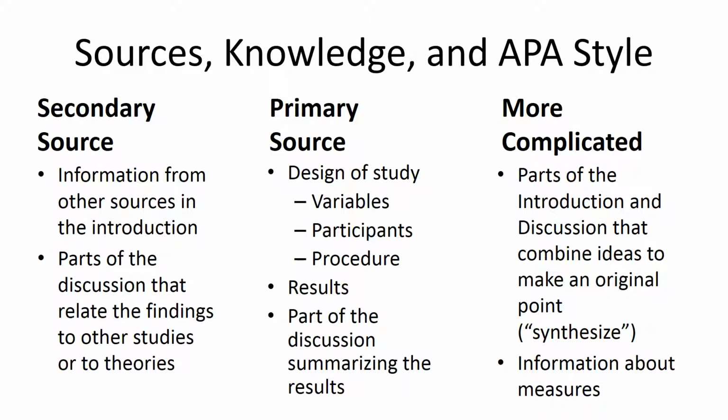The variables, participants, procedure, and results are all primary source information, and authors frequently summarize their results in the discussion, which is primary source information. It can get complicated, though, because authors do combine ideas in the introduction and discussion sections in a way that makes an original point, a process sometimes referred to as synthesizing. The information about specific measures of the variables is also sometimes from other sources.